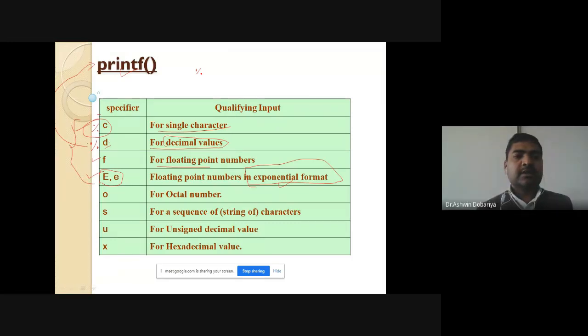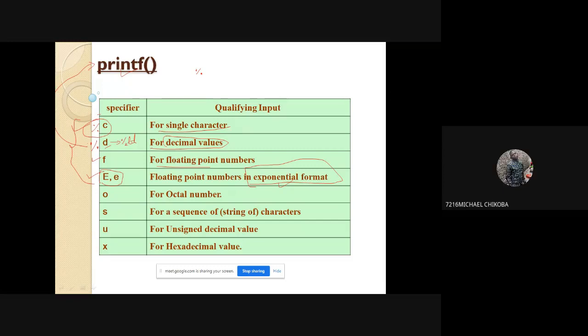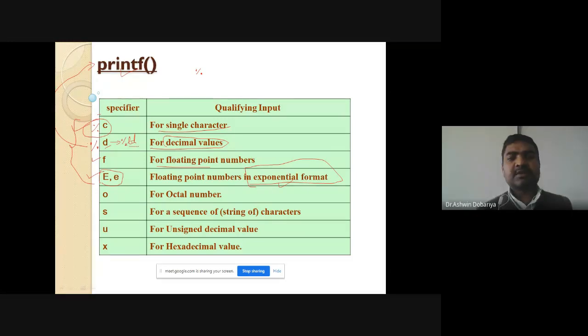Now suppose we extend the data type of integer to long integer, then for long integer we are using percentage LD. The format specifier for long integer is percentage LD, right? Okay. Now, percentage O displays the number in which format?